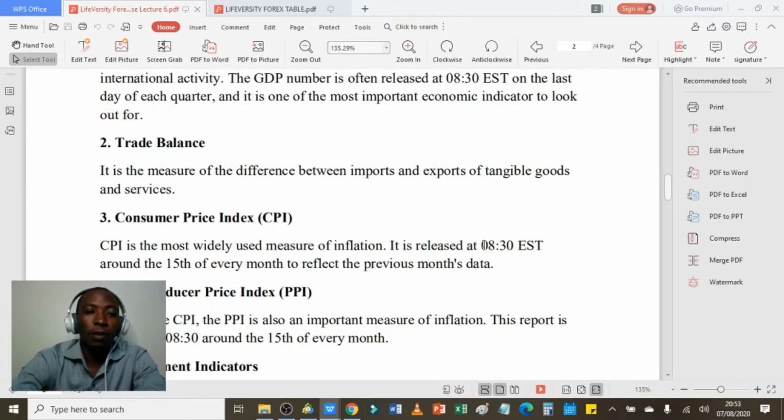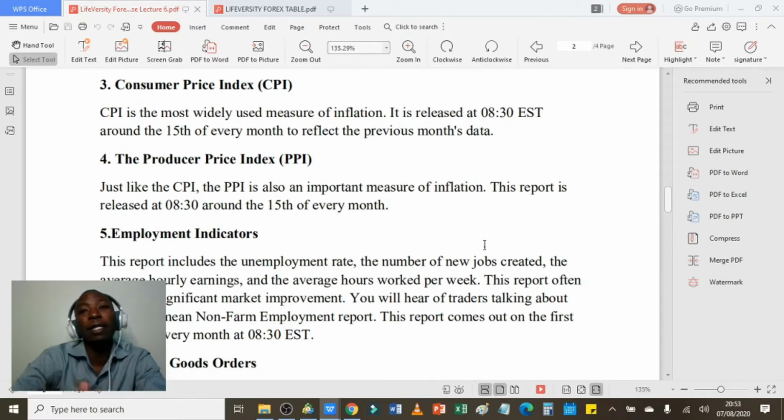And then thirdly, we have consumer price index, the CPI. CPI is mostly used to measure inflation. It is released at around 8:30 a.m. around the 15th of every month to reflect the previous month data. So on 15th of every month, we usually look out for the CPI, or the consumer price index. It really moves the market. This fundamental moves the market, and if you are prepared to get into the market when the news are released, you can be able to catch some trends and hence some good profit.